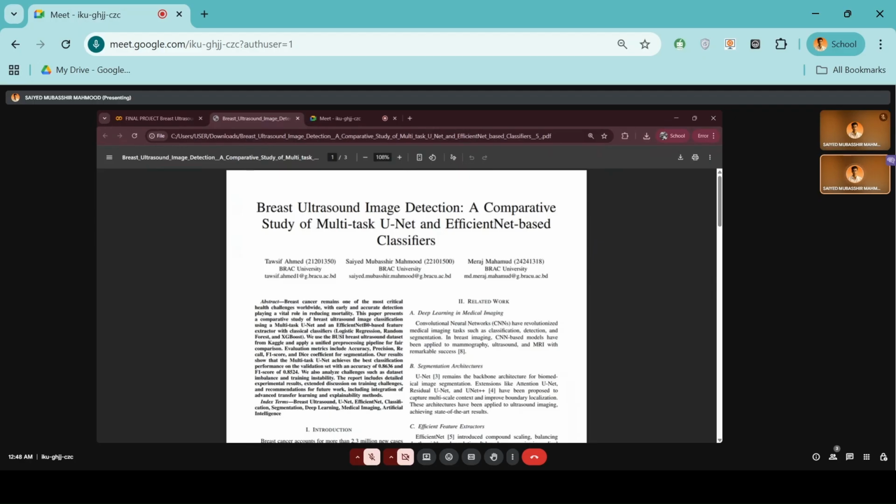Our project title is Breast Ultrasound Image Detection, a comparative study of multitask UNet and EfficientNet-based classifiers. Along with Tausif Ahmed and Miraj Mahmood, I have worked on this project.